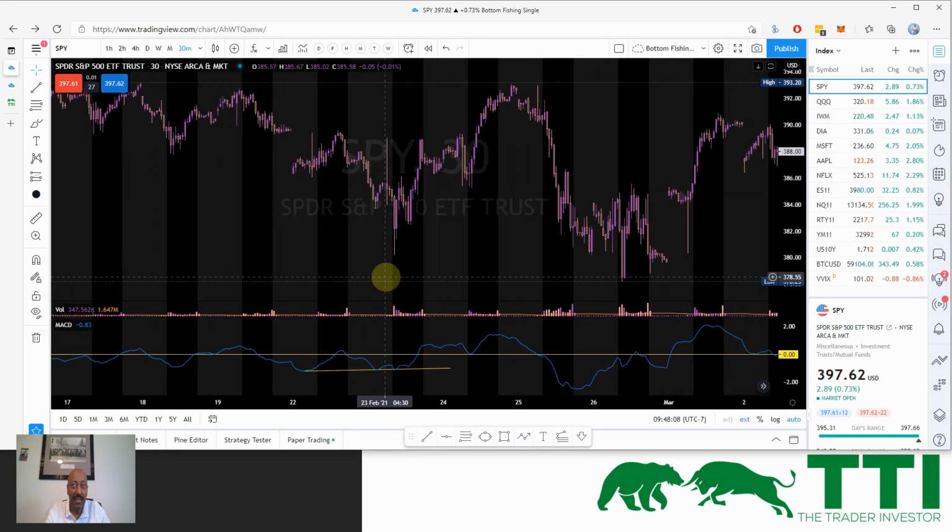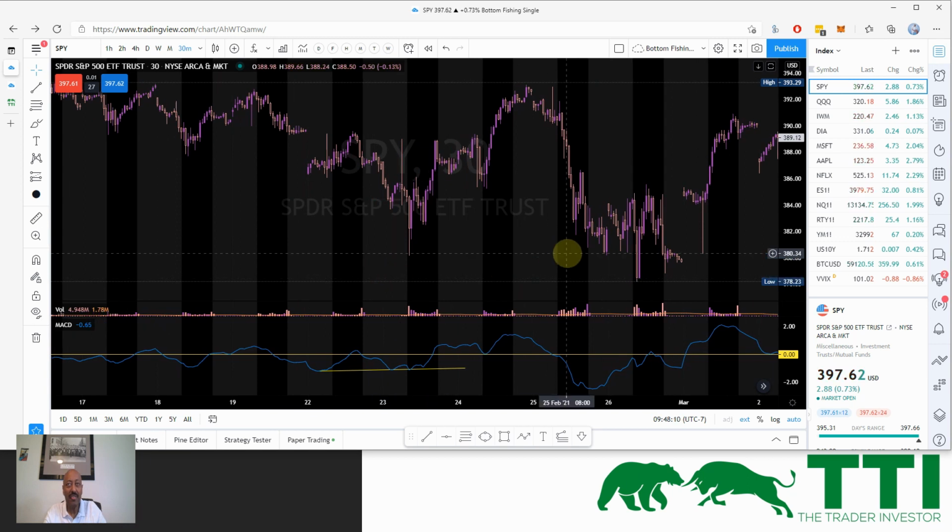So where do I enter, how do I enter, and how do I manage it? What I want to see is the bar that made the low. When we break the high of that bar, that's my entry. So this is my entry. This is my stop. I'll make it a different color here. This is my stop, this is my entry. Now, where is my exit?